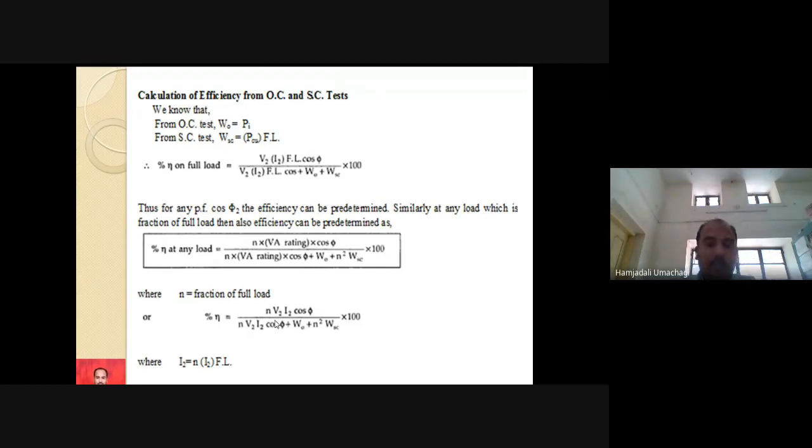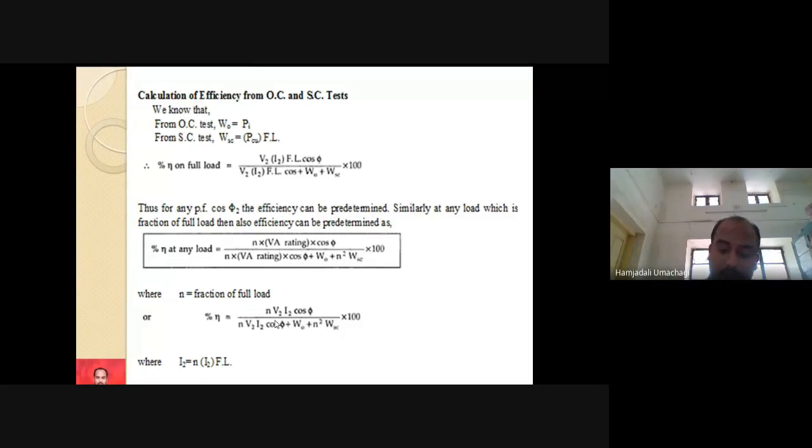So this is how you can calculate efficiency using open circuit and short circuit test. Now shall I move to the calculation of regulation? Do you have any doubts here? Yes, answer to my question. Shall I move to the next slide? Last subtopic, calculation of regulation of transformer. Answer to my question, I am not getting.